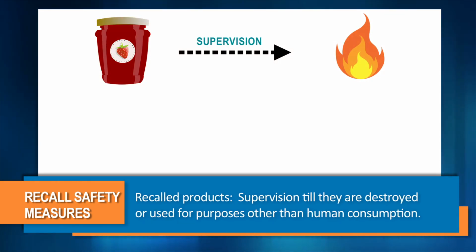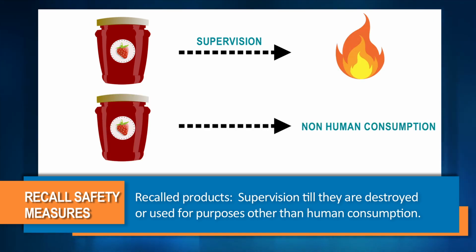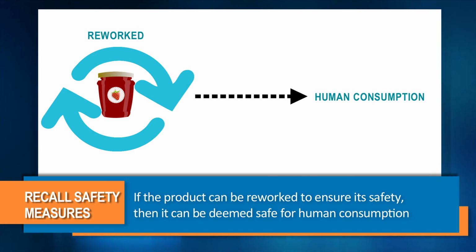Recalled products shall be either held under supervision until they are destroyed or used for purposes other than human consumption, or if the products can be reworked in a manner to ensure its safety, then it can be deemed safe for human consumption.